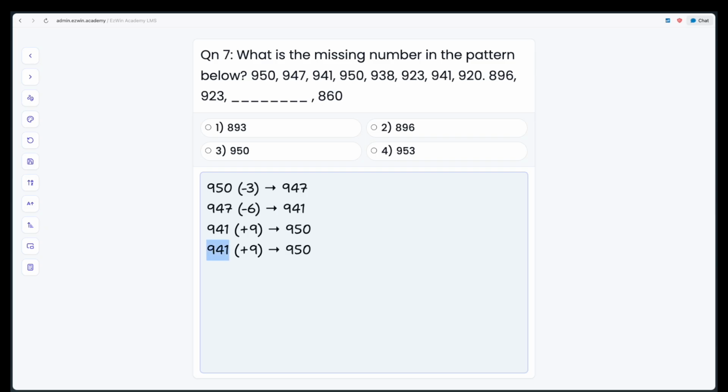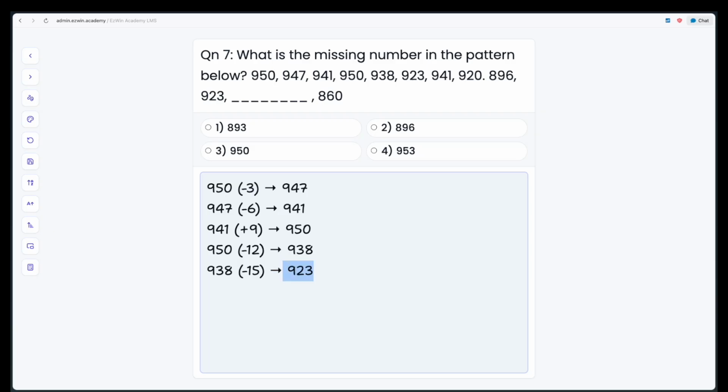Let's move to the next one. 950 to 938. So it's a bit different. Is it plus? No, it's minus. But what do you think we minus? Minus 12. Then let's go to 938 to 923. Right, so what is the difference? If you guess 9, 12, 15, you're right, minus 15.